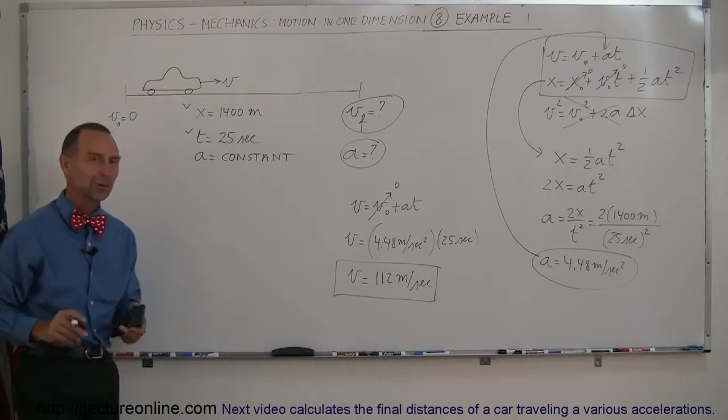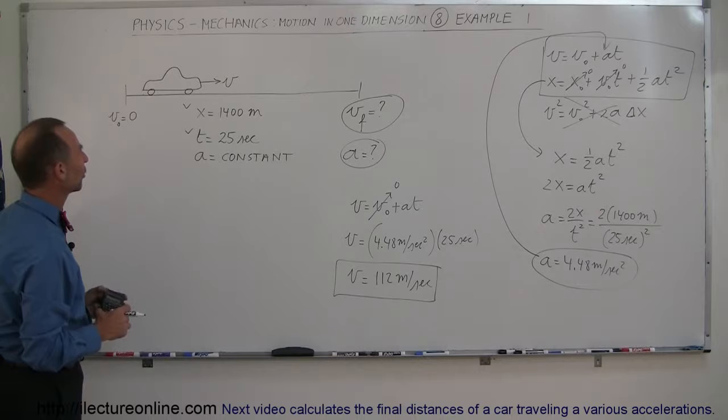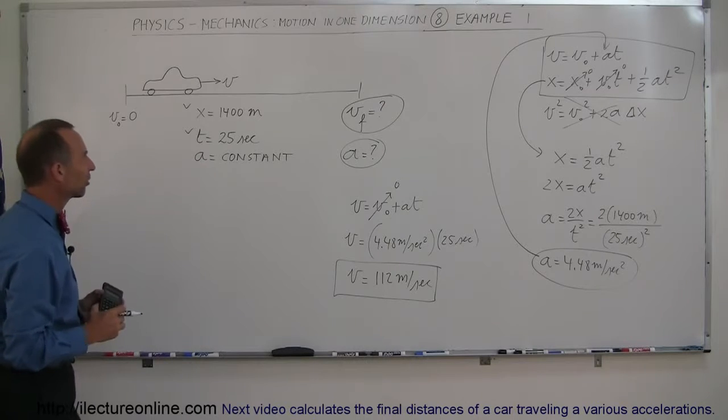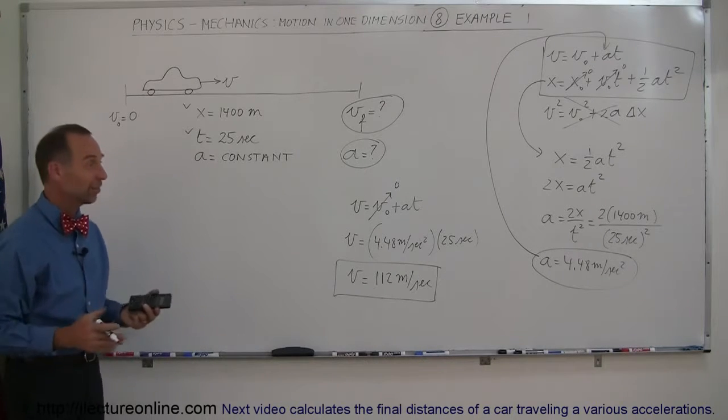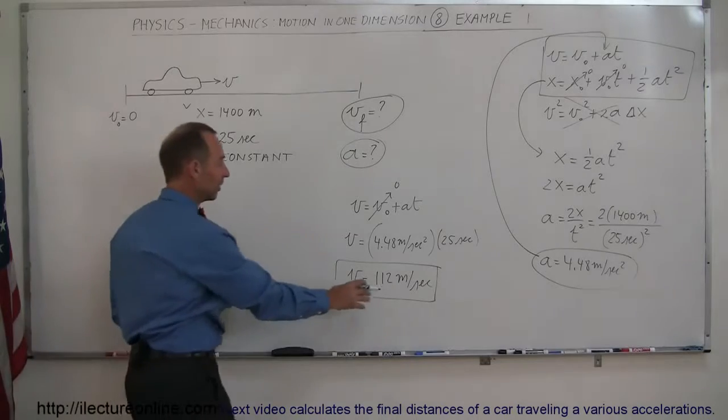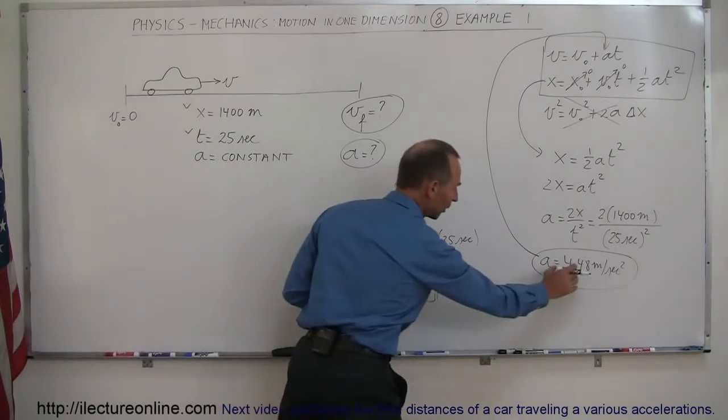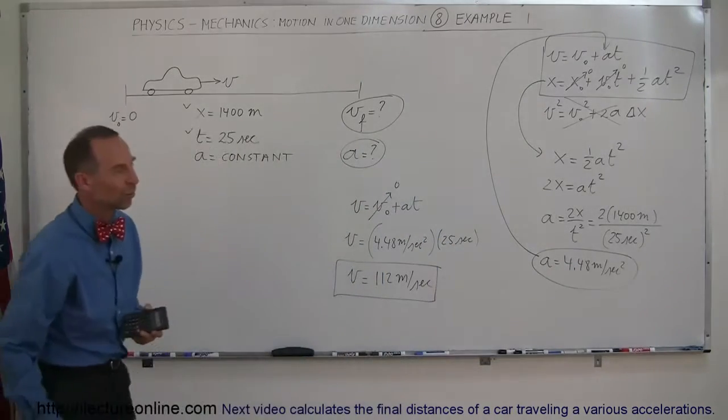So this is not your typical stock car that you buy at the local car dealer. This is probably a race car, but nevertheless, there are your answers. Final velocity, 112 meters per second. Acceleration, 4.48 meters per second squared.